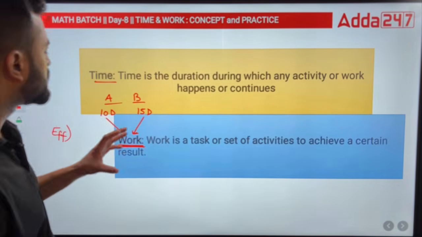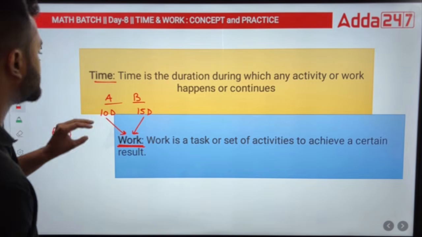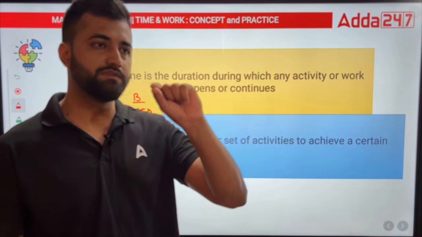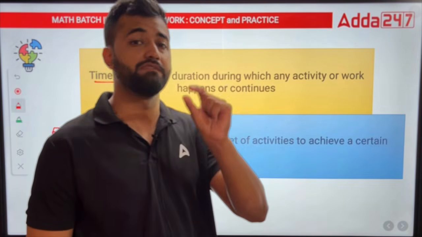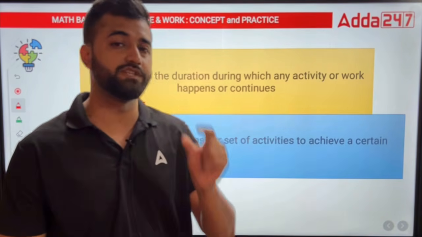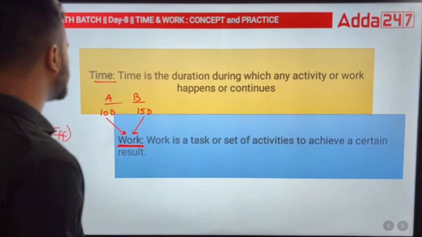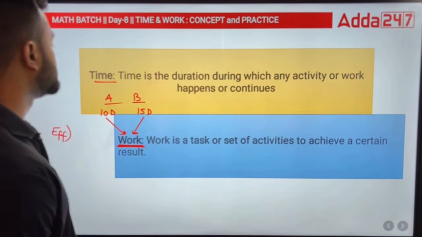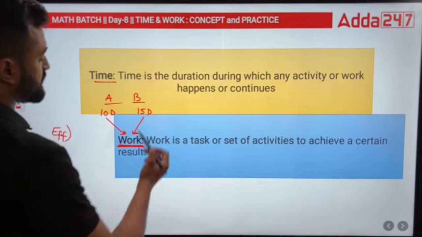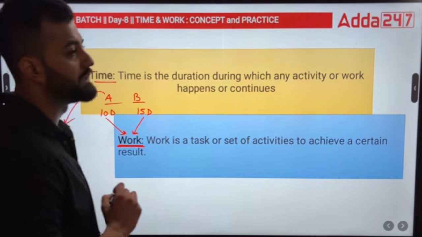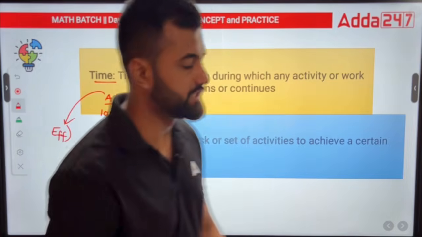Now we cannot compare everyone on the basis of the time taken. What we have to compare with is the term efficiency. We want to see who is more efficient. This is what we want to see, so that is why we get to know this particular term of efficiency. Now in this case, I can see that A is taking fewer days as compared to B, so I would say A is more efficient than B.